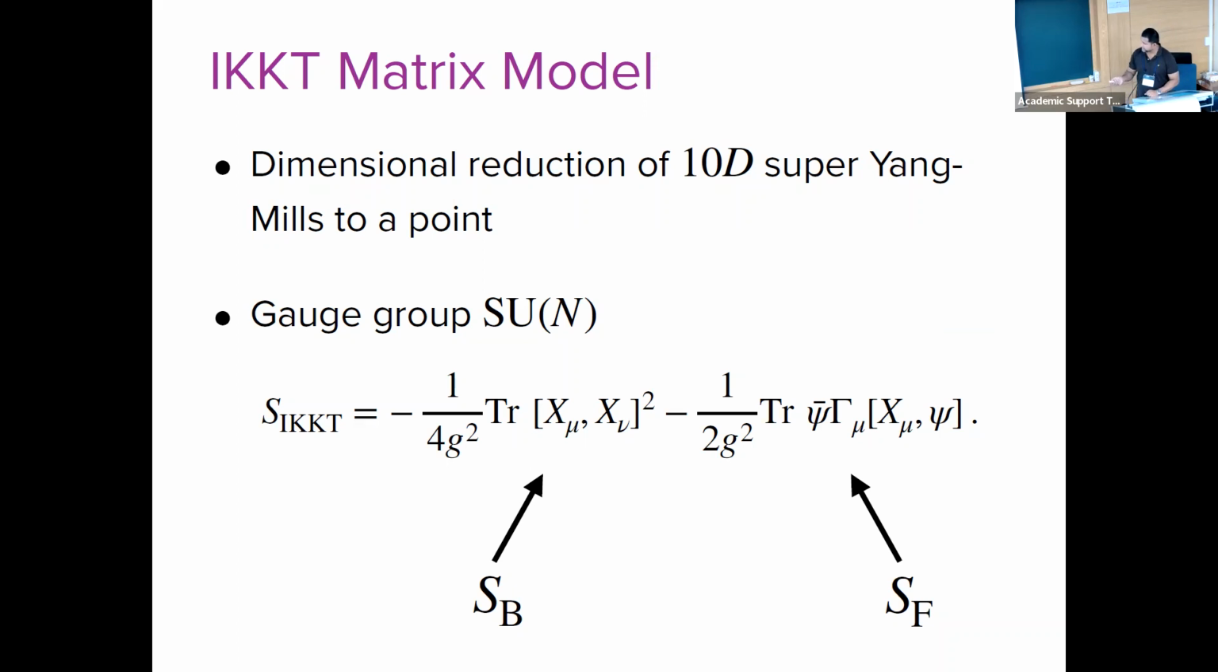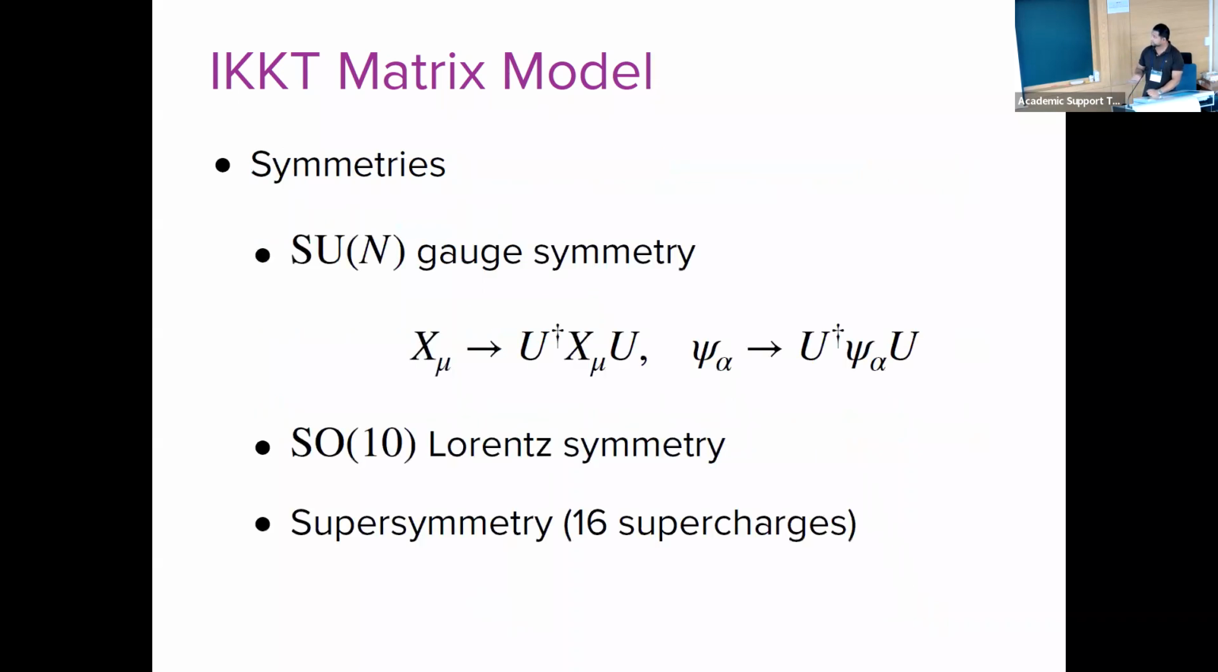So this is the bosonic part of the action. It contains the matrices, N by N matrices, and there are 10 of them, X mu whole square, and the gauge group is SU(N). This is the fermionic part of the action, psi bar gamma mu. These are 10-dimensional gamma matrices. Psi bar and psi are related through some constraints. These are Majorana-Weyl fermions. So this is the action.